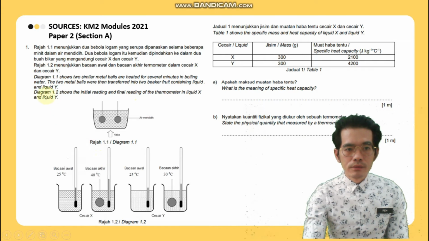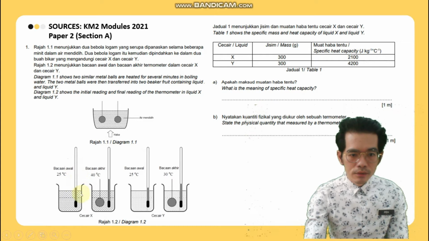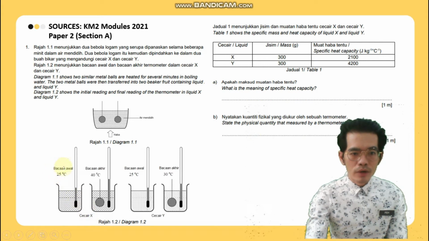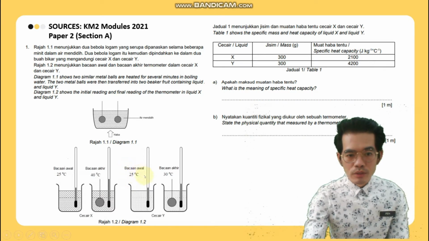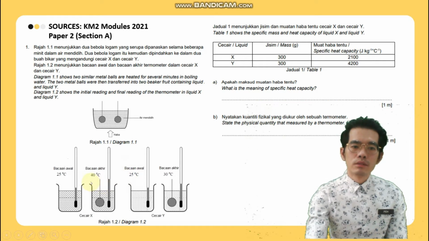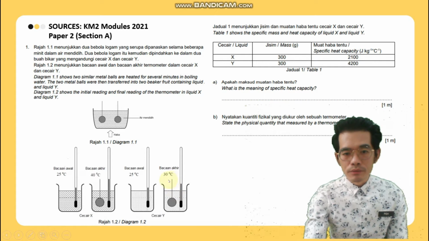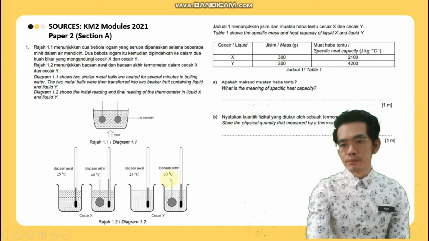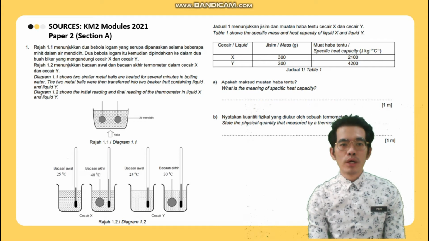Look at diagram 1.2. It shows the initial temperature and final temperature of the thermometer in liquid X and Y. The initial temperature of liquid X is 25, the same as liquid Y, which is also 25 degrees Celsius. However, the final temperature for liquid X is higher, 40 degrees Celsius, and liquid Y is about 30 degrees Celsius.